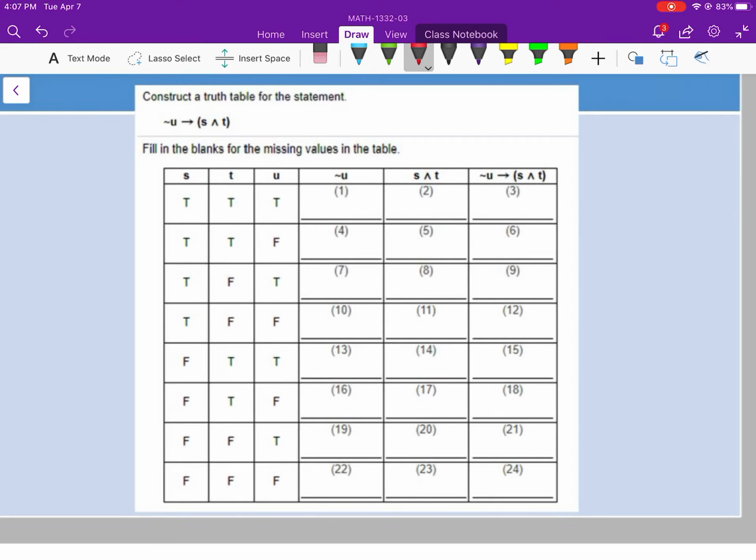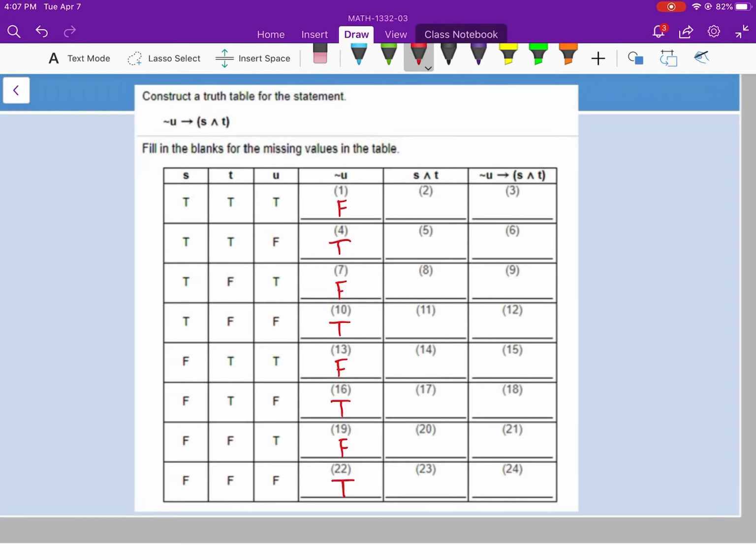So the first thing I'm going to do is work on that first column there, the not you. Not you, so that's everything opposite of you. So number 1 will be false, 4 will be true, 7 will be false, 10 will be true, 13 will be false, 16 will be true, 19 will be false, and 22 will be true.